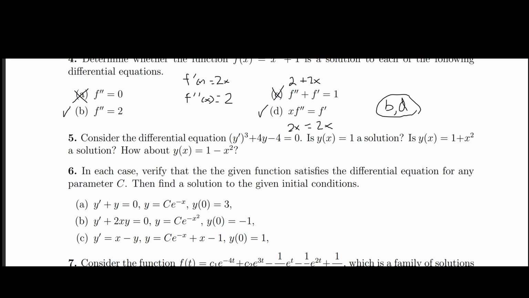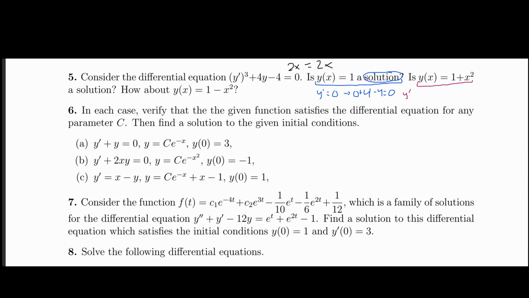Number 5, consider the differential equation y prime cubed plus 4y minus 4 equals 0. Is y of x equals 1 a solution? Is y of x equal 1 plus x squared a solution? How about y of x equal 1 minus x squared? So if we take the derivative of this, you can see it equals 0. Plugging this back into the original equation, we're going to get 0 plus 4 times 1, because we have to use this y, minus 4 equal to 0. This does equal 0, so this is a solution.